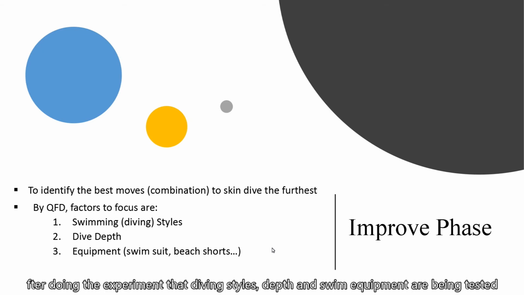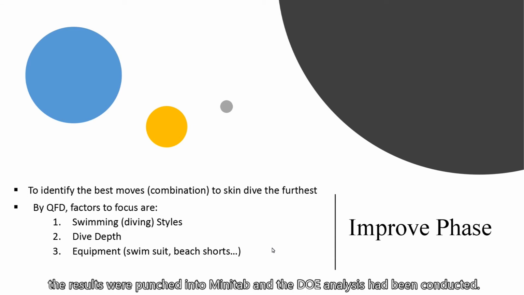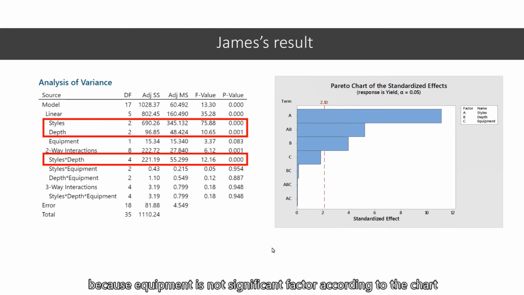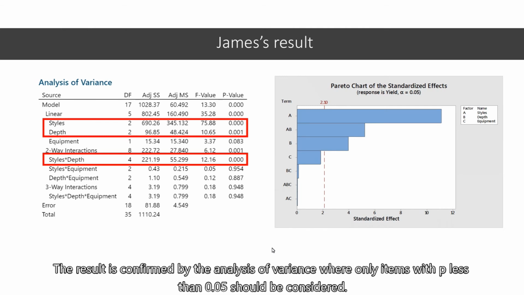After doing the experiment where diving styles, depth, and swim equipment are being tested, the results were punched into Minitab and the DOE analysis was conducted. In this Pareto chart, it can be seen that only styles, diving depth, and their interaction are the three terms we should focus on because equipment is not a significant factor according to the chart. The result is confirmed by the analysis of variance, where only items with P less than 0.05 should be considered.